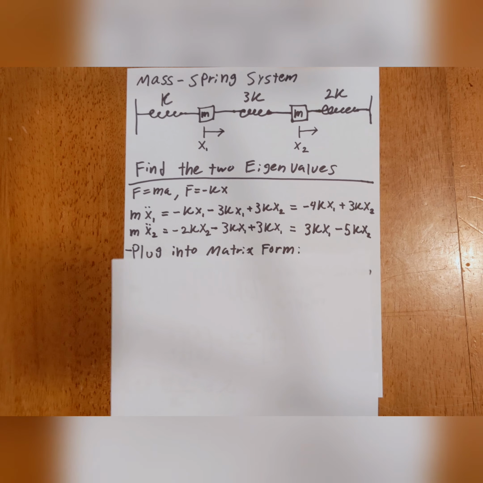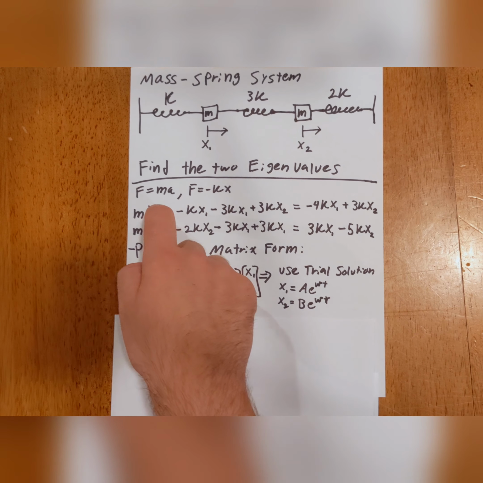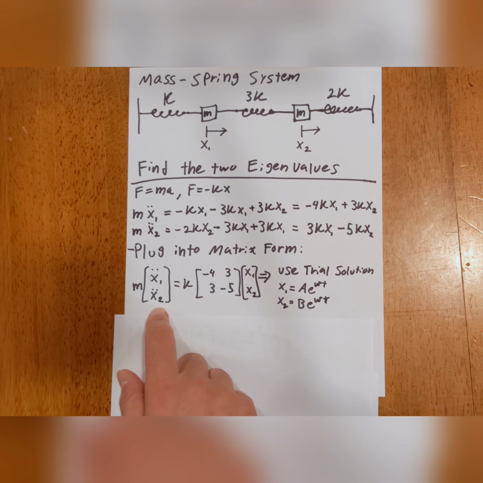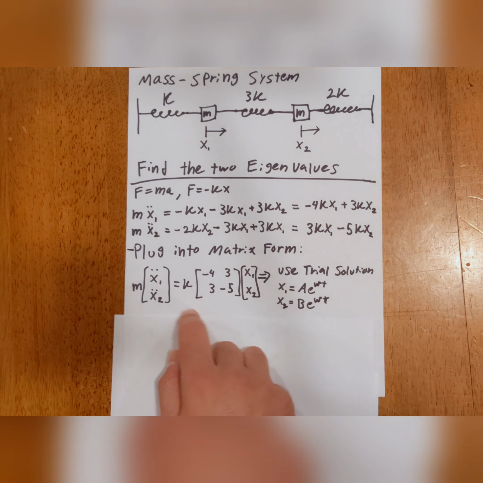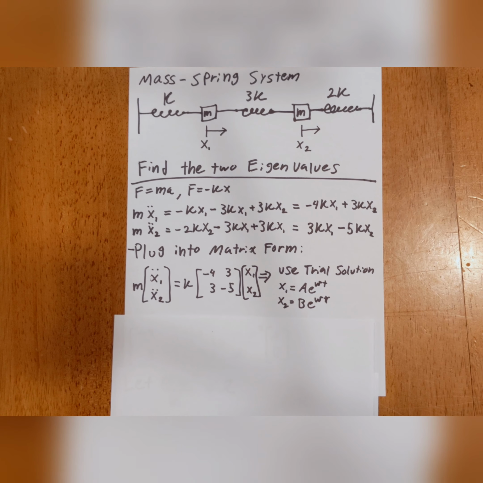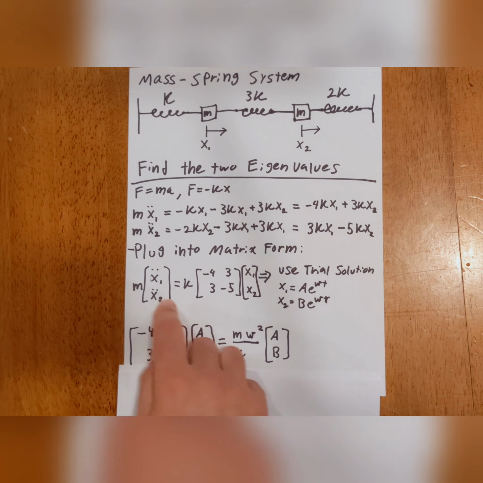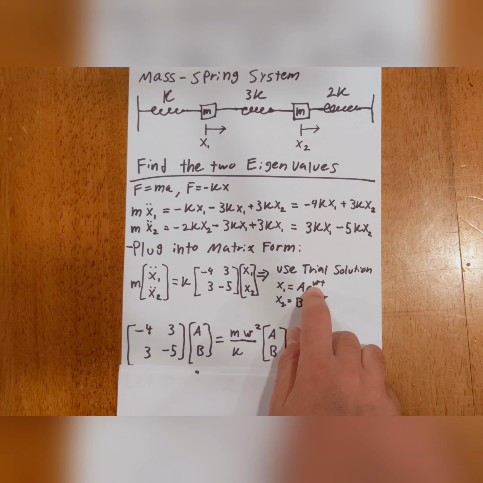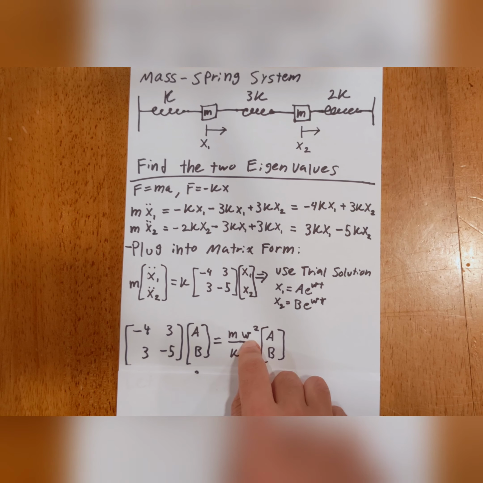So we plug that into our matrix form, and we bring the m down here, we have our column vector with the double dots on here, the second derivative, and we bring our k outside on all these terms, and we have our matrix. And we also have our x1s and x2s here and here, which become a column vector. Then to solve this, we plug in a trial solution to get rid of these double dots, the second derivatives, and we find that the second derivative of this is simply the same thing as that, as long as you bring out an omega squared.